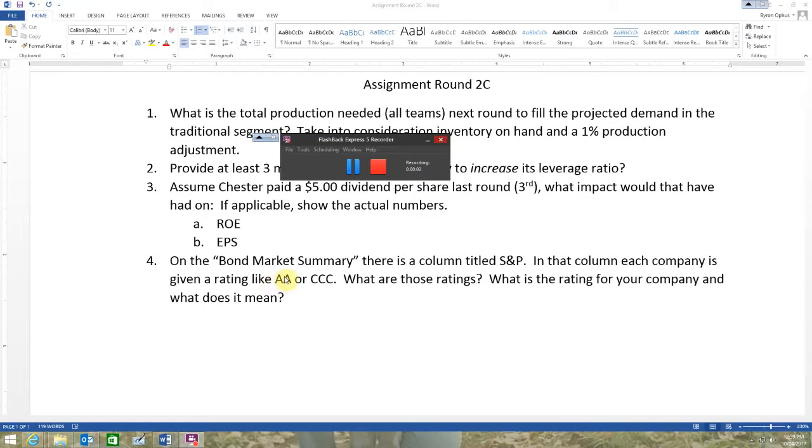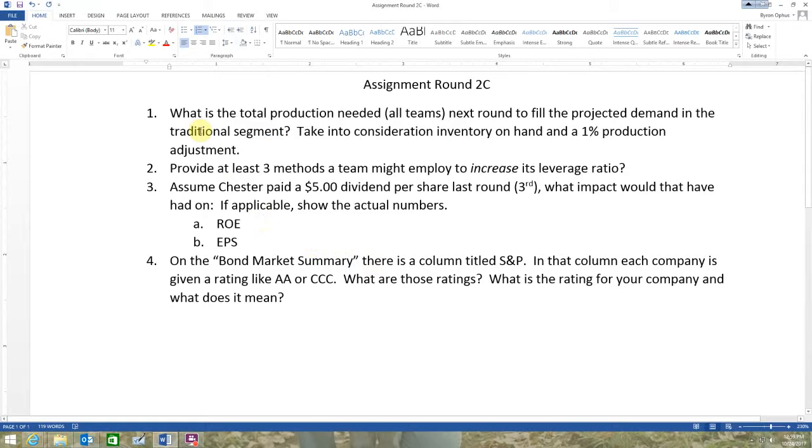The round 2C assignment for those of you unfortunate enough to find it necessary to complete the assignment. Here we go, question number 1.